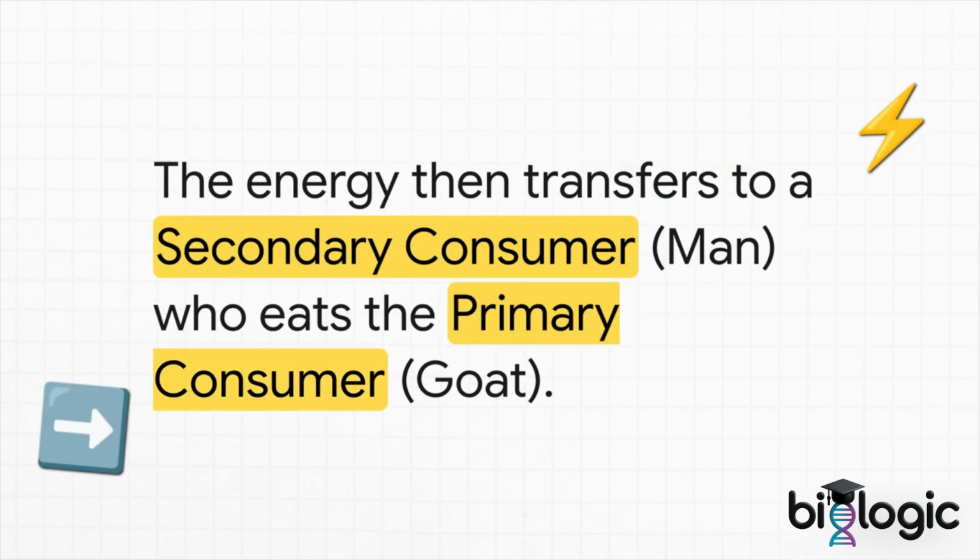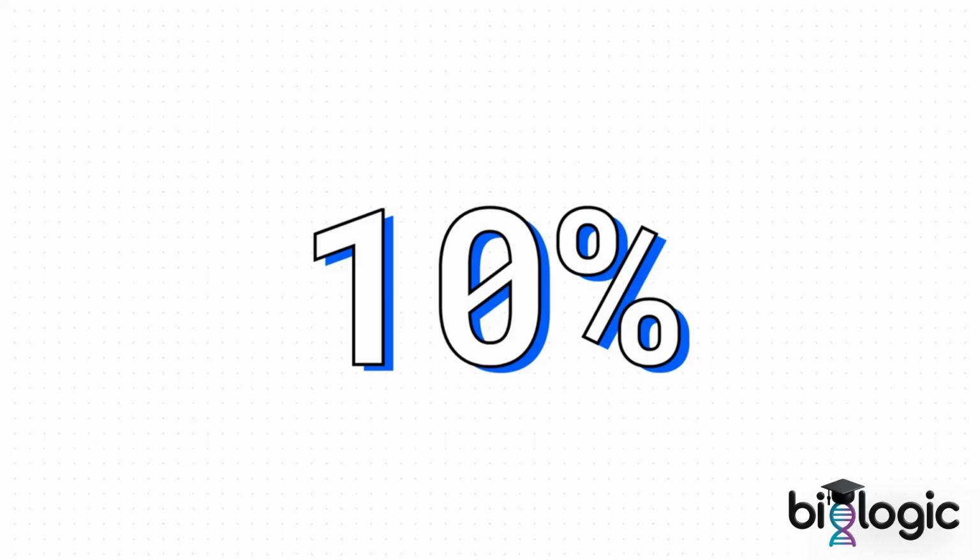Okay, so that energy is now stored in the grass. Along comes a goat, a primary consumer, and munches on it. Boom, the energy is transferred. Then maybe a person comes along and eats the goat. That makes them a secondary consumer. The energy moves up the chain one more time. See how that works? But, and this is a big but, the whole process is super inefficient.